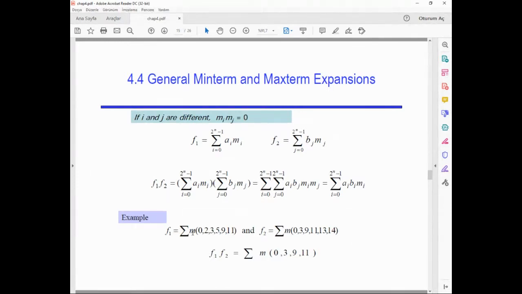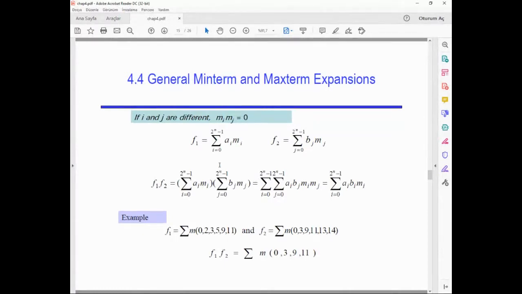So let's see that there is a 2 min term expression in here, and we AND them. So what will the result be? F1 and F2, you can also get the same numbers. For example, the 0 is 1, the 0 is 1, so we get 0. There is a 2, but there is not a 2, so we cannot get the 2. There's a 3, there's a 3. Both of them are 1, so it means we can get the 3. We can get the 9, we can get the 11, not the other ones.